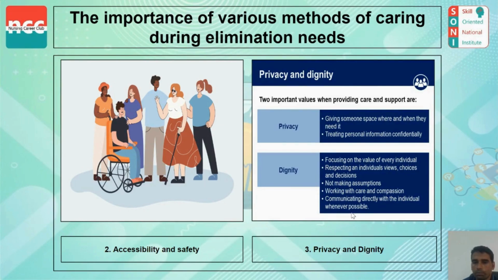Now we will talk about privacy and dignity. Two important values when providing care and support are: first one is privacy, giving someone space where and when they need it, treating personal information confidentially; dignity, focusing on the value of every individual, respecting an individual's views, choices, and decisions, not making assumptions, working with care and compassion, communicating directly with the individual whenever possible.